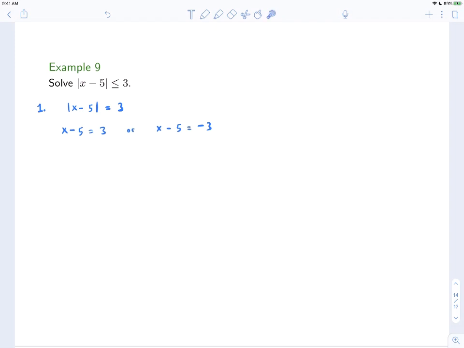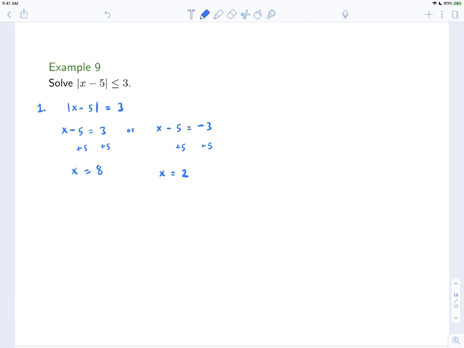Remember, this is telling us that the distance between 0 and x minus 5 is equal to 3. So either x minus 5 is 3 itself, or it's the opposite of 3. Now we solve each one individually. For the first one, we add 5 to both sides, and we get x equals 8. For the second one, we still add 5 to both sides, and we end up with x equals negative 3 plus 5, which is 2. I think I just wrote down the wrong thing there. So that tells us our endpoints are 8 and 2.